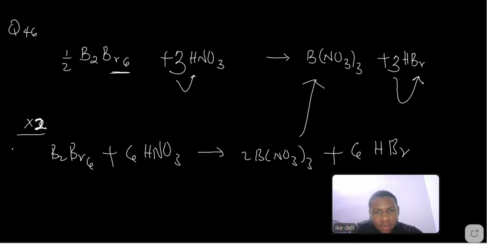B is 2 on the left, 2 on the right. Br is 6 on the left, 6 on the right. H is 6 on the left, 6 on the right. The nitrogen is 6 on the left, 6 on the right. Oxygen is 6 times 3, 18. And 2 times 3 times 3, that's 2 times 9, 18. All balanced, all good.